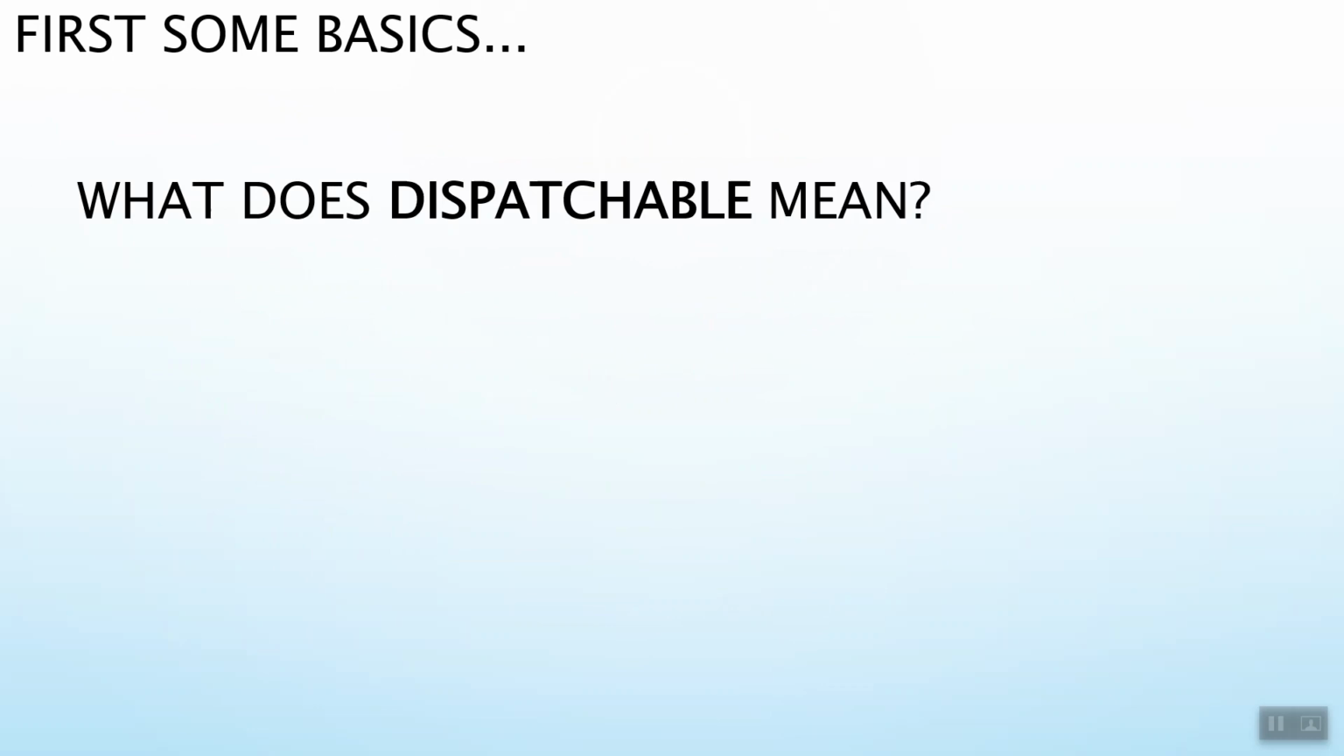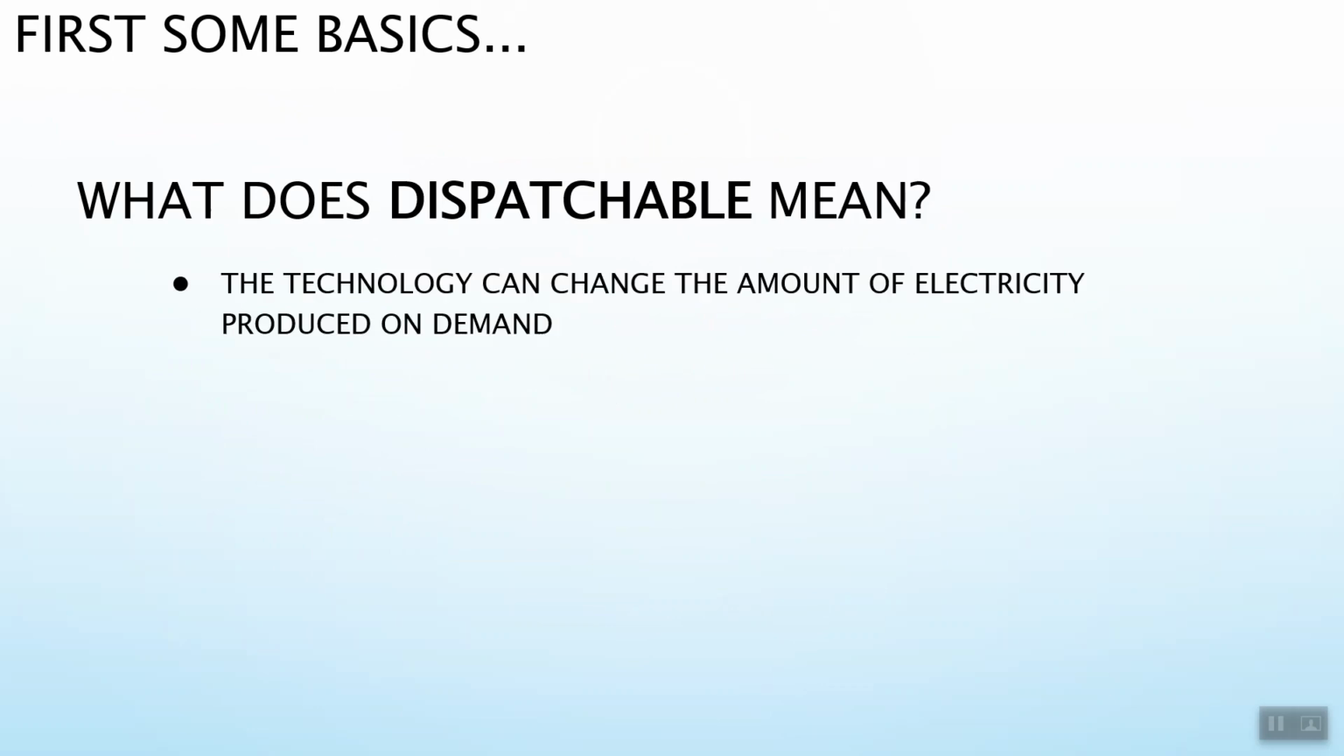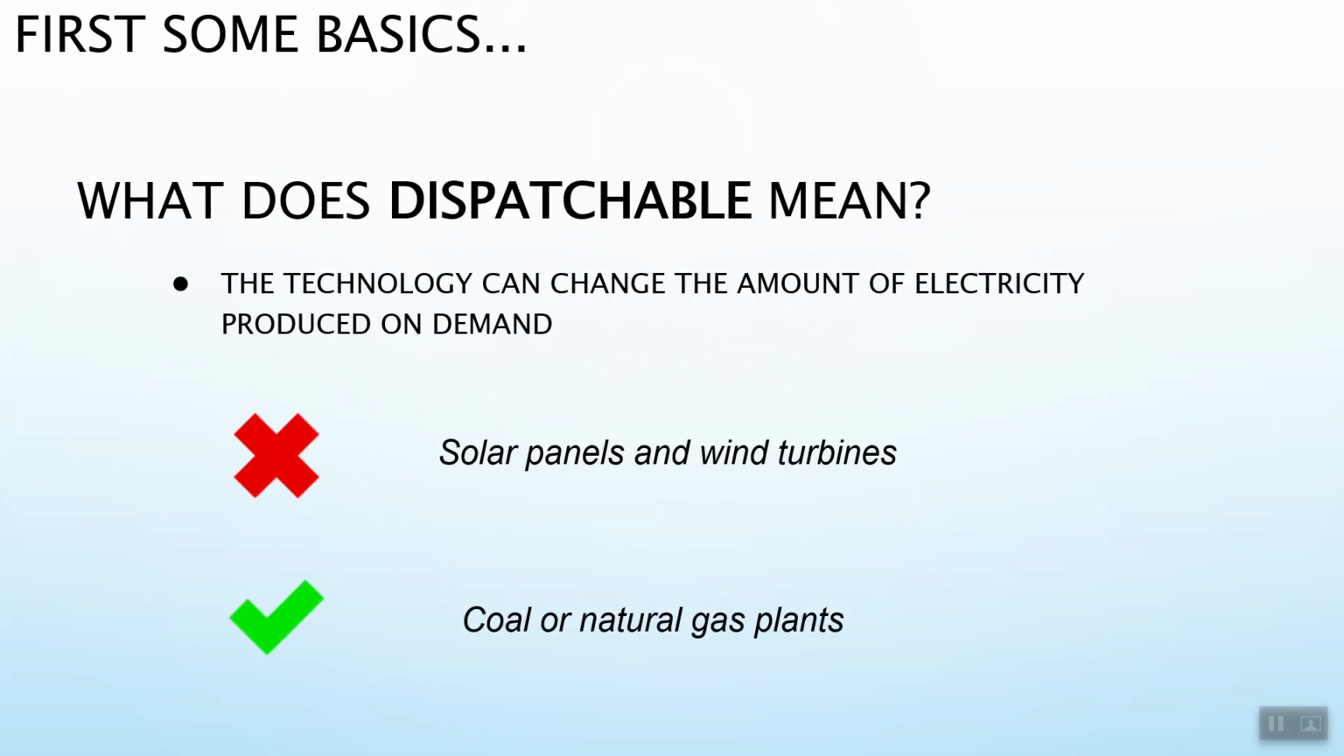One last concept is dispatchable. A dispatchable technology can change the amount of electricity produced on demand. This is an extremely valuable property because this makes meeting electricity demand much easier. Renewable resources such as solar panels and wind turbines are not dispatchable, but fossil fuel burning plants are. So much of the load following capacity is fulfilled by fossil fuel technologies.